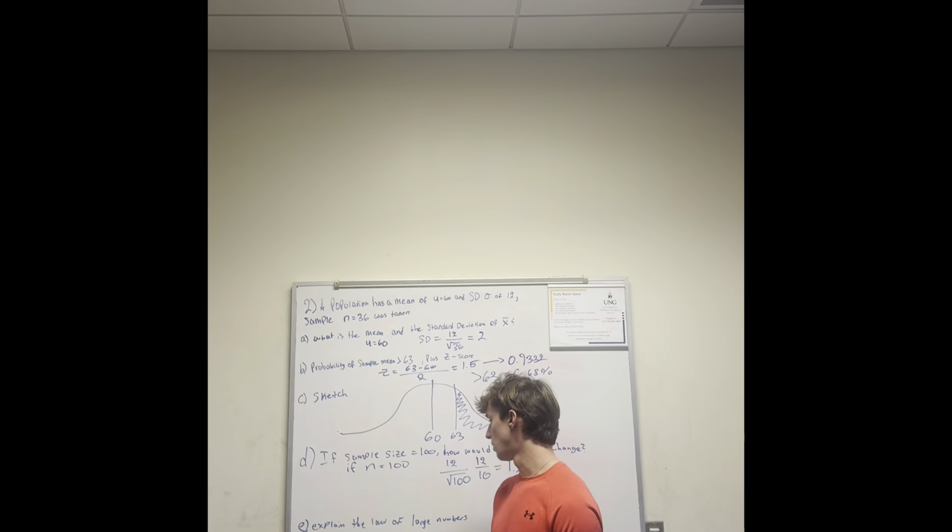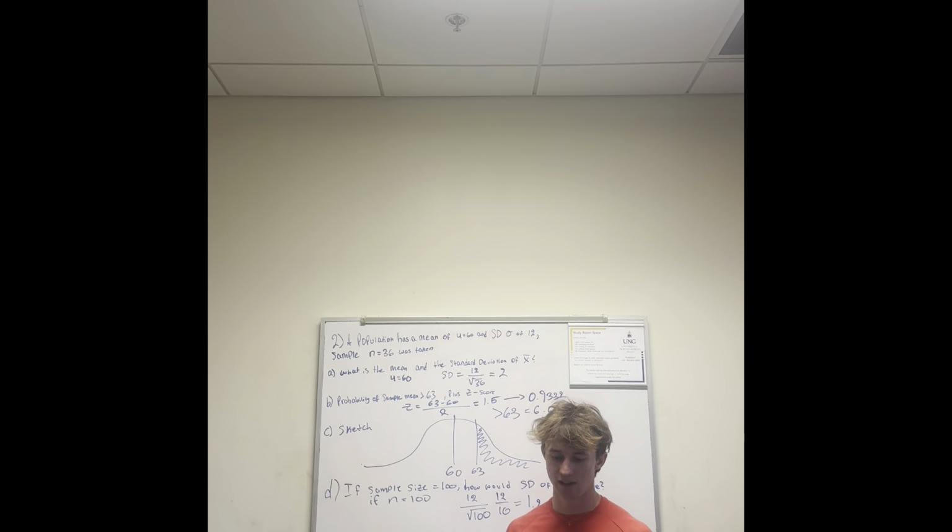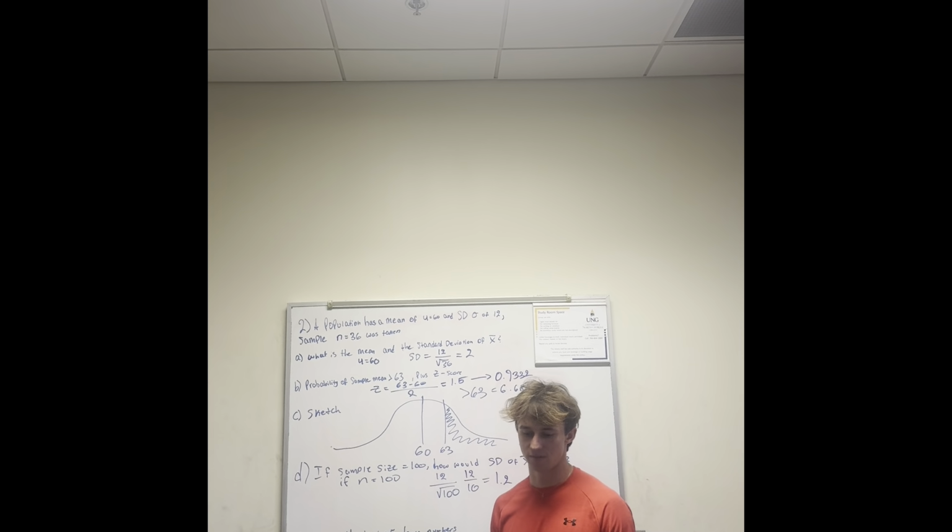Now for E, we have to explain the law of large numbers. The law of large numbers is just pretty much that as the sample size increases, the sample mean gets closer to the true population mean. So that's your answer.